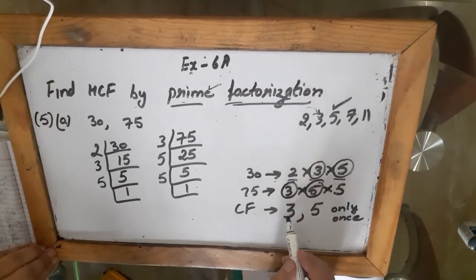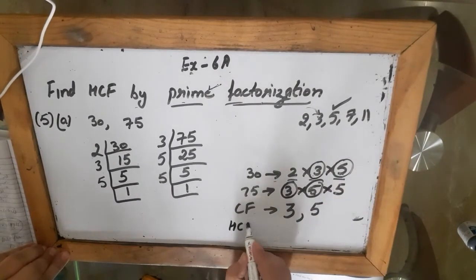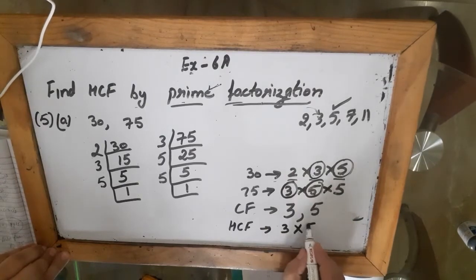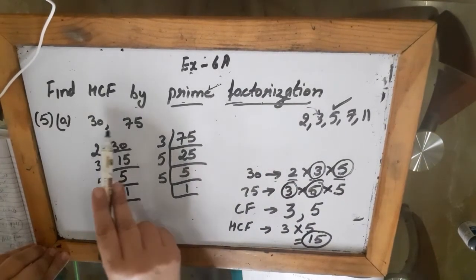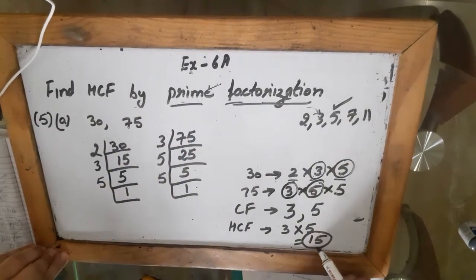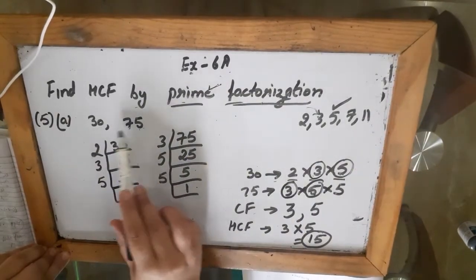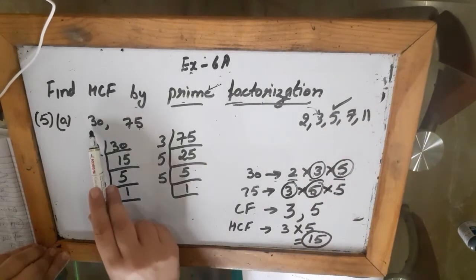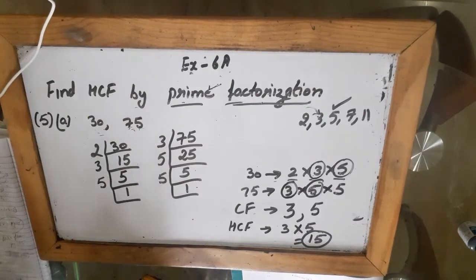So I have listed the common factors now. In order to take out the HCF, I will multiply these two common factors, 3 and 5. 3 5s are 15. So it means 15 is the highest common factor of these two numbers. 15 is common to both these numbers, and it is the highest number which can exactly divide these two numbers, or which is a factor of these two numbers.